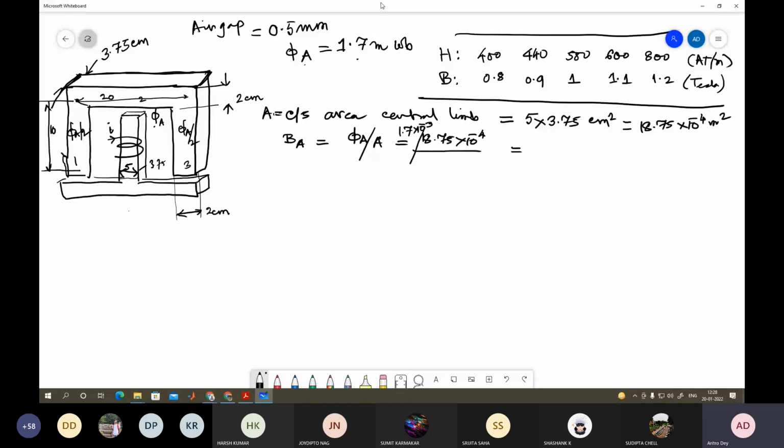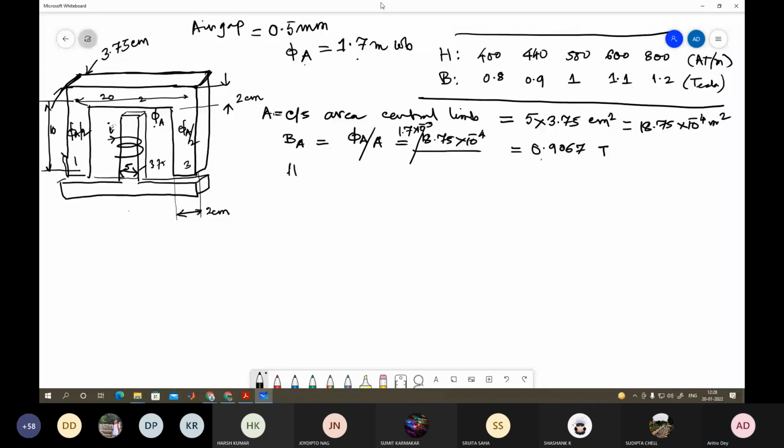So if BA is given, then what is your H? Because to find out the MMF, we need to find out your I current. Now to find out the MMF, we need either phi into S, or we need H into L. So here we'll solve using H into L. BA is given, we need to find out HA, and LA is known to us.